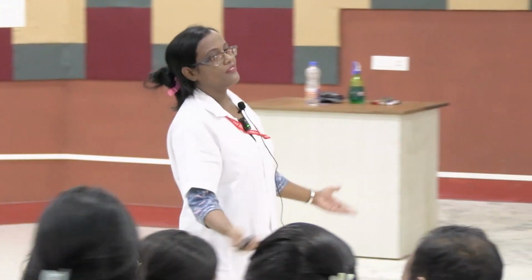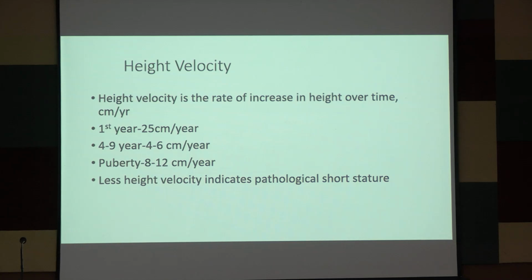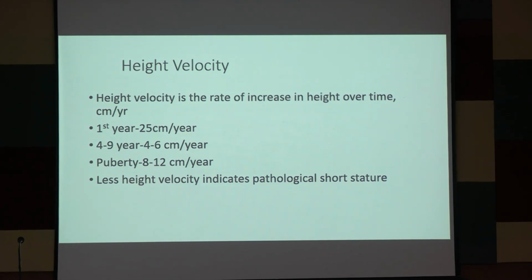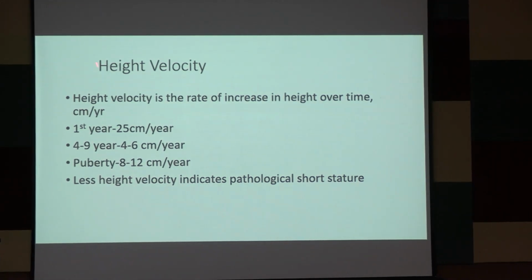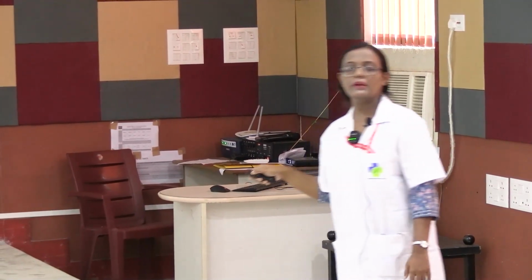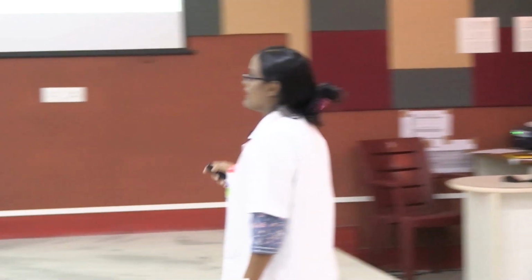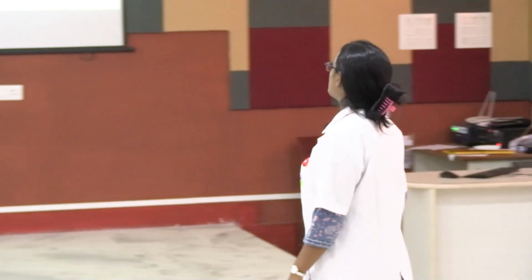What is height velocity? Height velocity is the rate of increase of height over a particular time period. It is expressed in the unit centimeter per year. Now this height velocity is very high in the first few years of life. In the first year it is about 25 centimeters per year. Then there is a decline to 4 to 6 centimeters per year in the pre-pubertal time. The baby is growing but the rate is decreasing. But there is a height spurt in puberty. You will get a growth spurt, 8 to 12 centimeters per year.